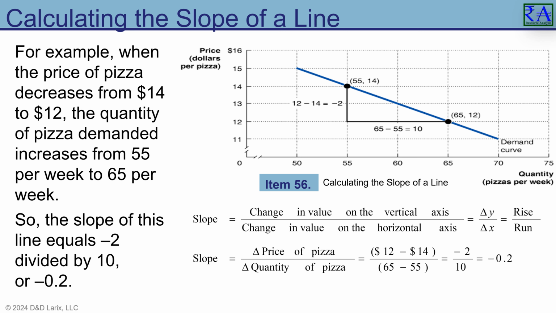In mathematical terms, we denote the slope as M equals delta P divided by delta Q. Here, delta represents the change in the variable. For our example, M equals 14 minus 12 divided by 55 minus 65, or -2 divided by 10, or -0.2. This negative slope indicates the inverse relationship between price and quantity demanded, which is typical for a demand curve.